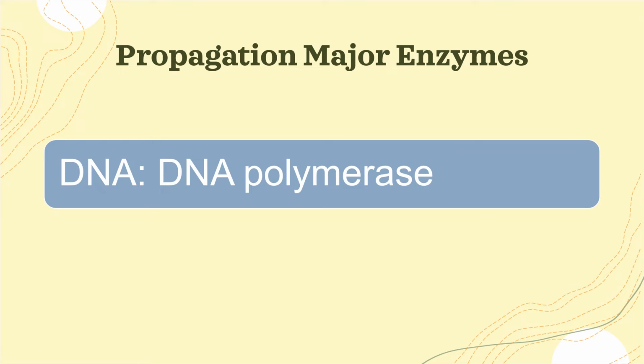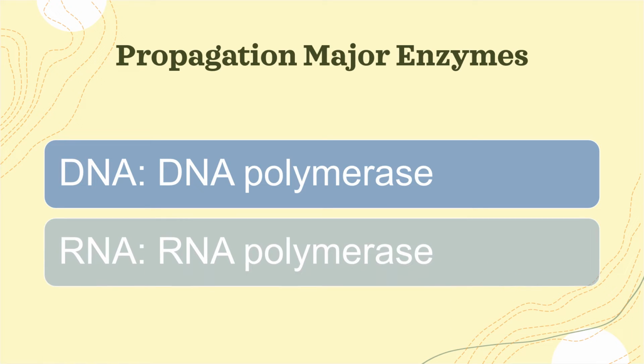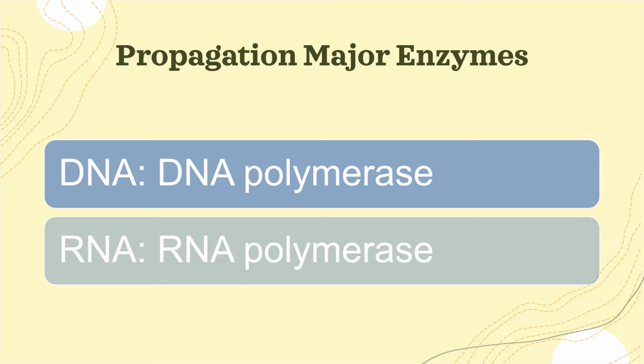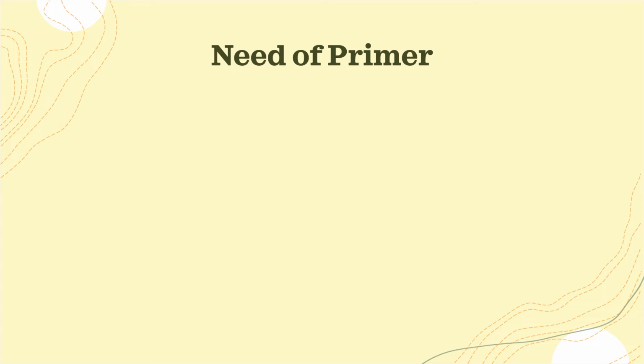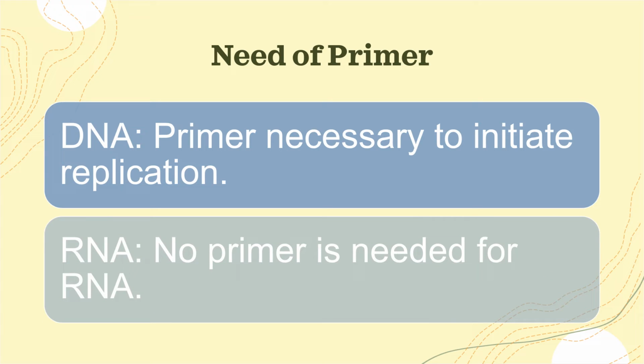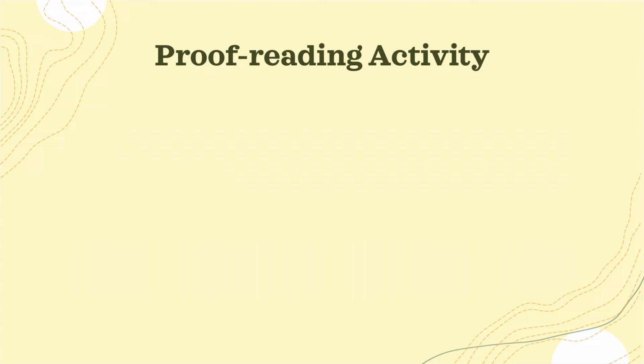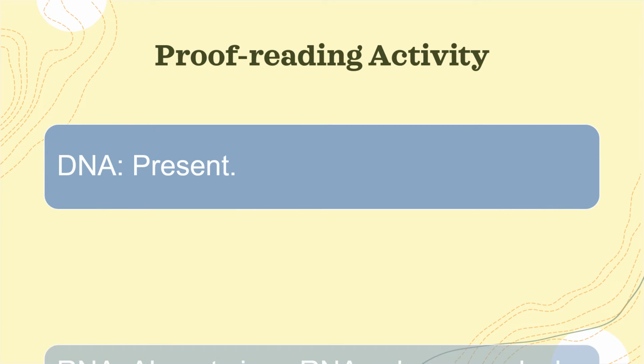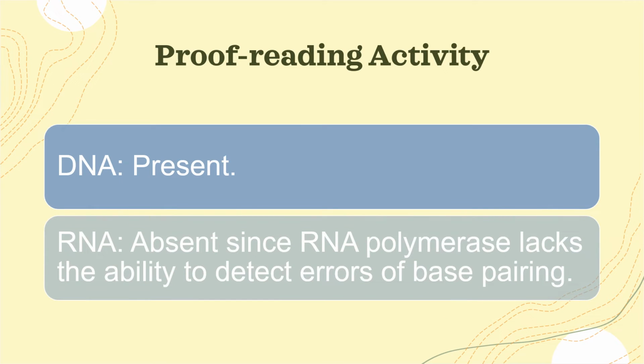Propagation. DNA is self-replicating while RNA is synthesized from DNA on an as-needed basis. Major enzymes of propagation. DNA polymerase is the major enzyme for propagation in DNA, and RNA polymerase is the major enzyme for propagation in RNA. Need of primer. A primer is necessary to initiate replication in DNA, while no primer is needed for RNA. Proofreading activity. Proofreading is present in DNA while absent in RNA since RNA polymerase lacks the ability to detect errors of base pairing.